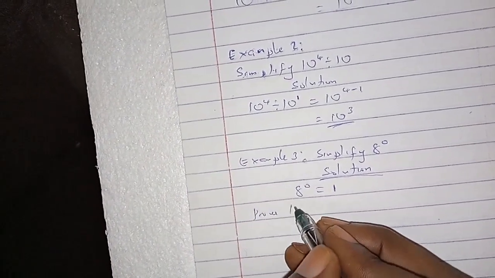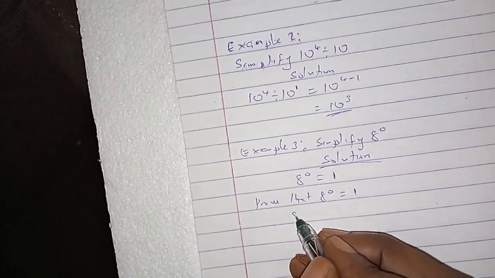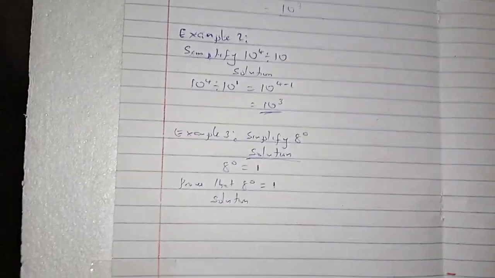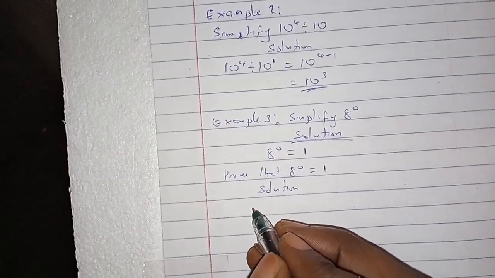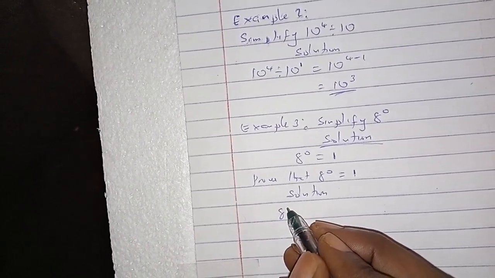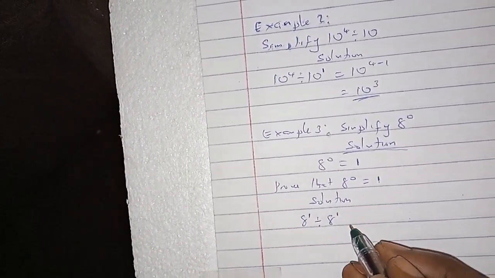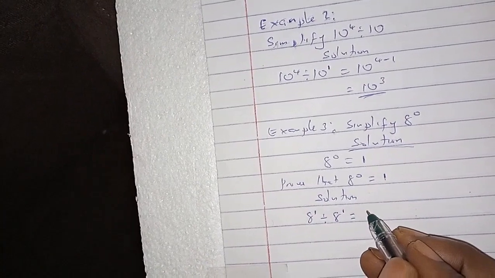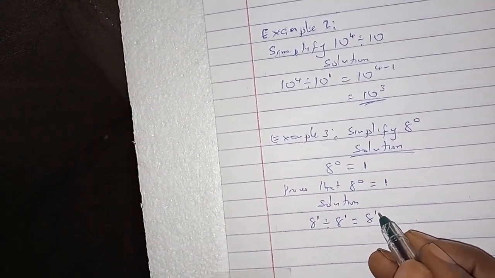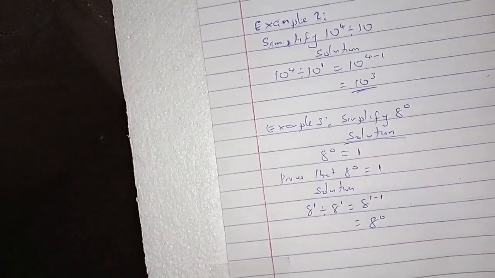Proof that 8 raised to the power of 0 is equal to 1. Solution. 8 raised to the power of 1 divided by 8 raised to the power of 1 is equal to 8 raised to the power of 1 minus 1, which is the same thing as 8 raised to the power of 0.